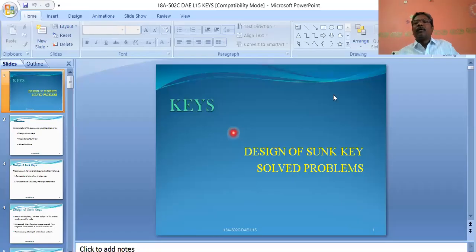So with this, we concluded our discussion so far, whatever we had discussed. So friends, with this we concluded our keys topic. In the previous lesson, types of keys and everything we had discussed, and in this lesson, the design concluded.